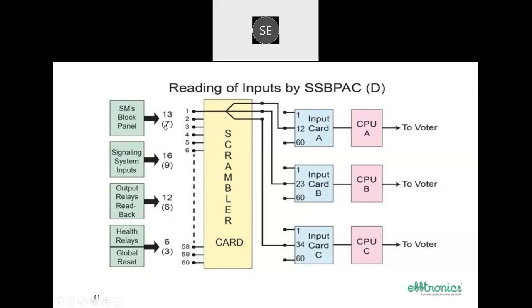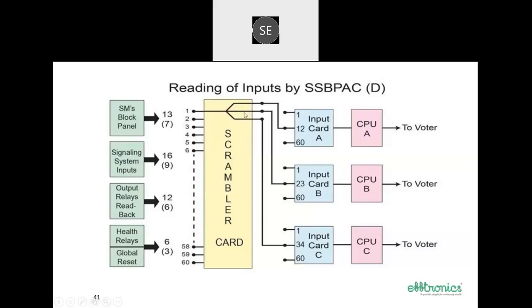So these are those inputs. From the block panel, 13 inputs are wired. From the signaling system of the station, 16 inputs are wired, and there are 12 readback inputs of output relays. And health relays, like I said, CPC1, critical power control relay, and control relay 2, and the global reset button. So a total of 47 contacts, or 47 inputs, are wired as input to the scrambler card.